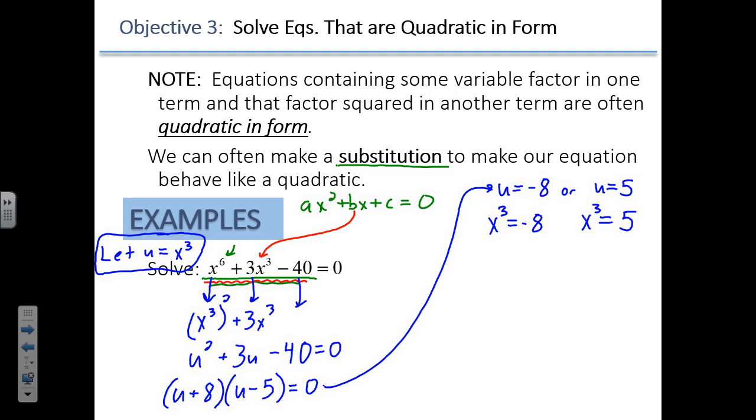So solving this, x must be the cube root of negative 8, or x is equal to the cube root of 5. And those are our two solutions. So even though this was a 6th degree polynomial, which we have not handled, we can make it act like a quadratic, solve it, and then complete our substitution.